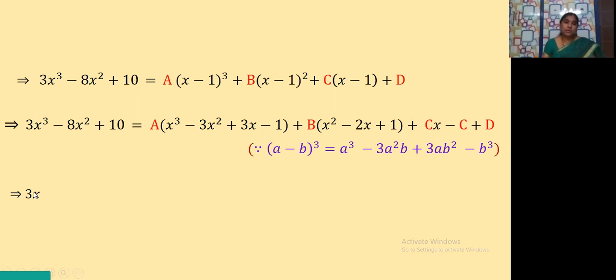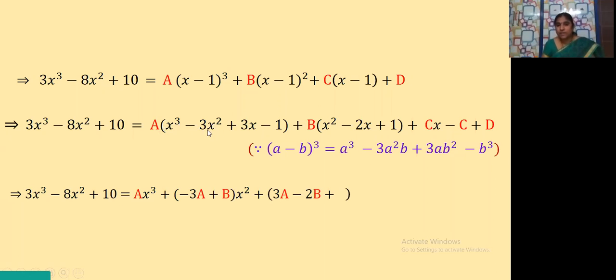So 3x cube minus 8x square plus 10 is equal to, how many x cube terms are there, children? You can see only one x cube term, so A x cube, plus wherever x square terms are there. Here it is minus 3x square into, outside we have a constant, so that should be multiplied: minus 3 into A is minus 3A. And where else do you find x square? Here also, B into x square, which means the coefficient is B. So if you take x square common, that will be minus 3A plus B, plus next the x terms. Here 3 into A, that is 3A.